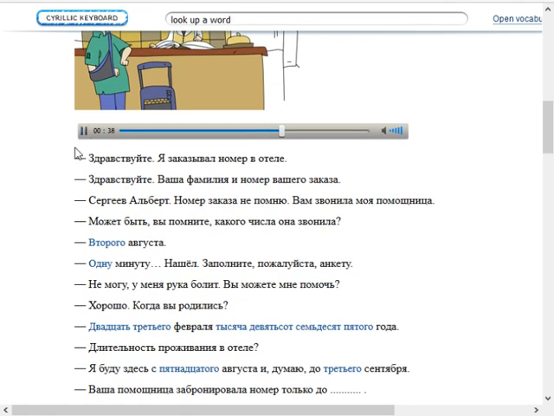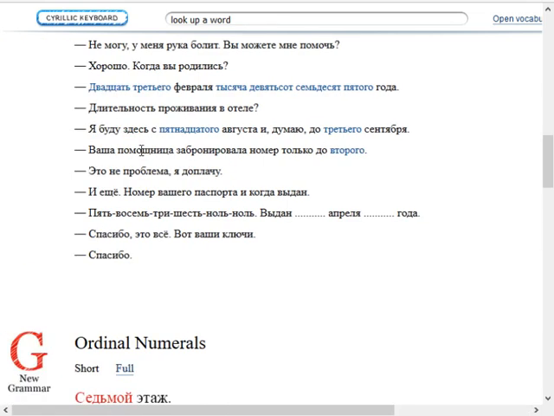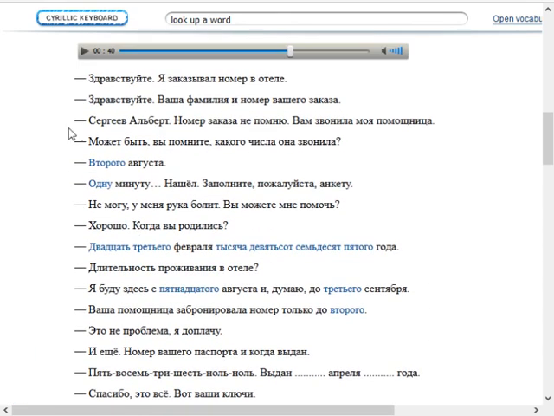Ваша помощница забронировала номер только до 2. Only until the 2nd. Your assistant booked the room only until the 2nd of September. Это не проблема. Я доплачу. That's not a problem. I'll pay for it.